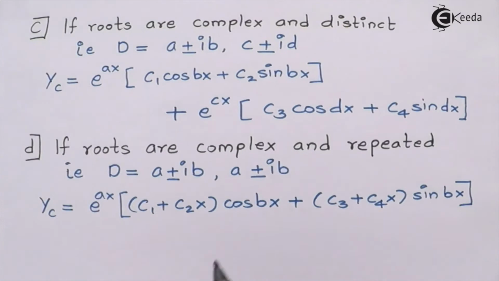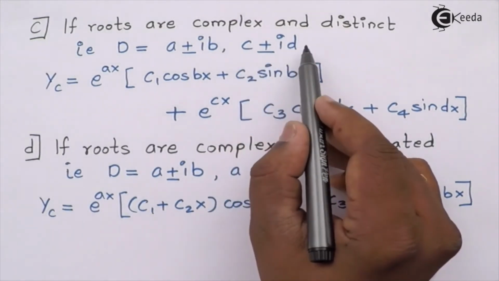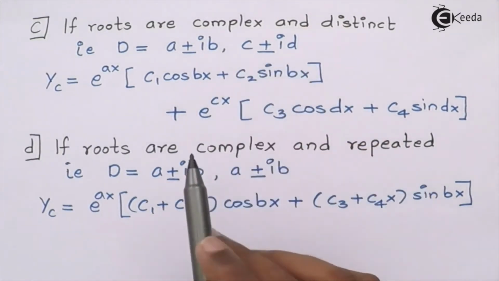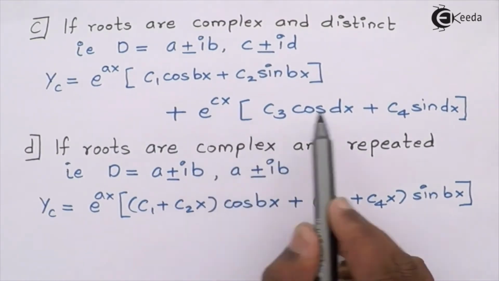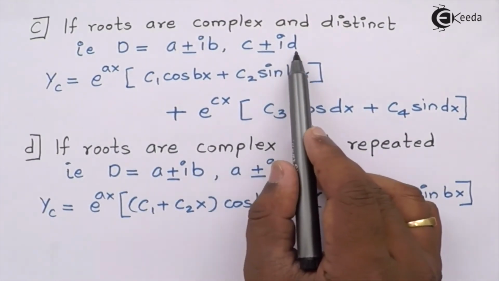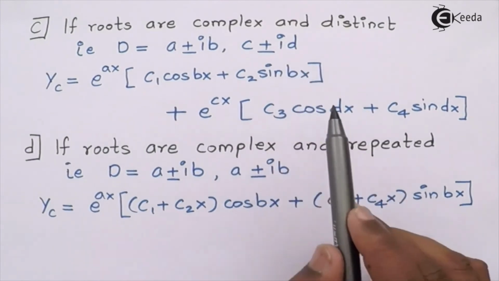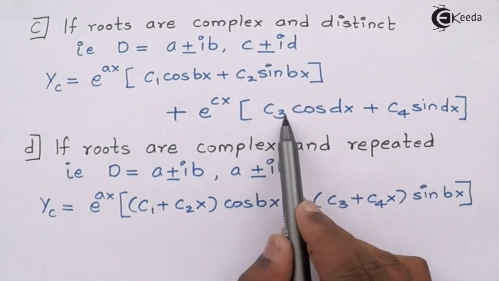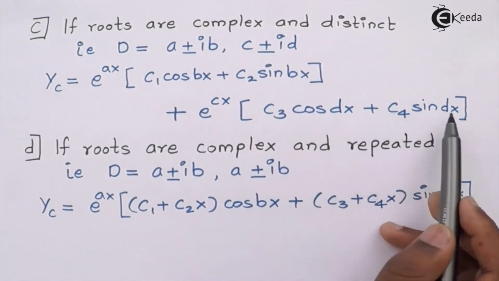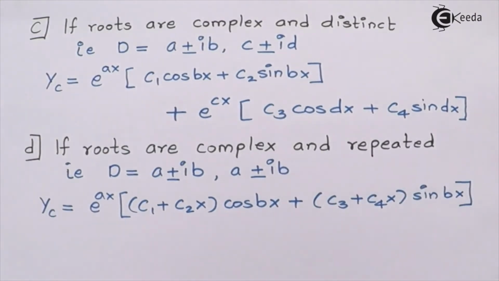Now the same thing I have applied for c plus id and c minus id. Here c is the real part, so that will become e to the power cx, and in the bracket d is the imaginary part, so that will go as the angle for cos and sine. So that will become c3 cos dx plus c4 sine dx. So guys, that is the solution. Now in this also there is one variation. It means if the given roots are complex but repeated, here I have taken one example, that is a plus or minus ib, a plus or minus ib.